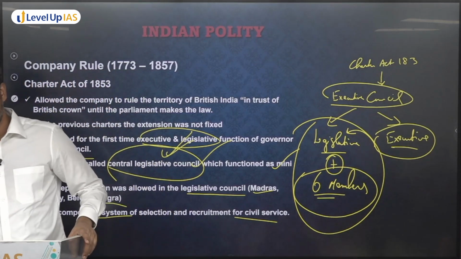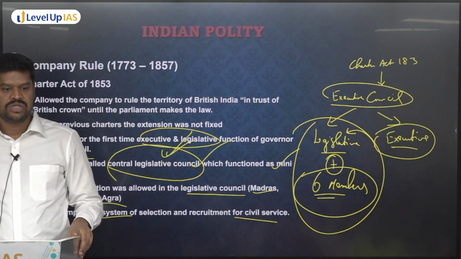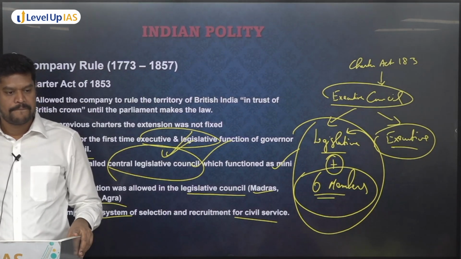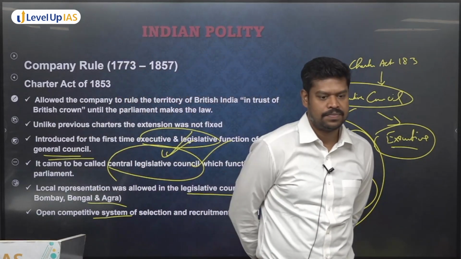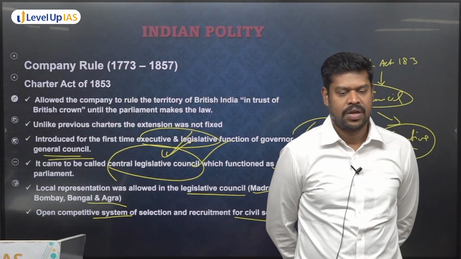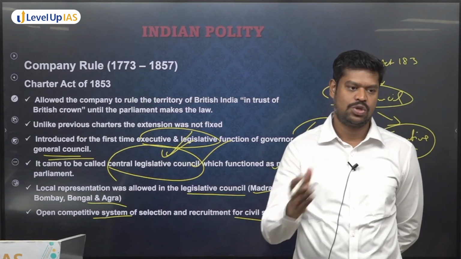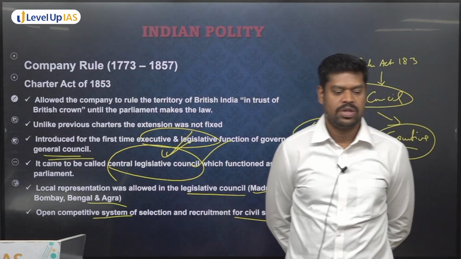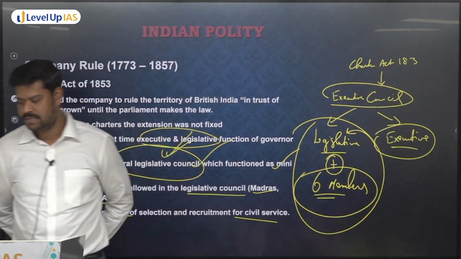If you do not have any questions, we can wind up the class. Otherwise, if you have a question, I'll just take up the question for a couple of minutes. Excluding. So whenever you talk of the Governor General's Executive Council, it is excluding the Governor General. 3 members, 4 members, it is excluding the Governor General. It is apart from the Governor General.